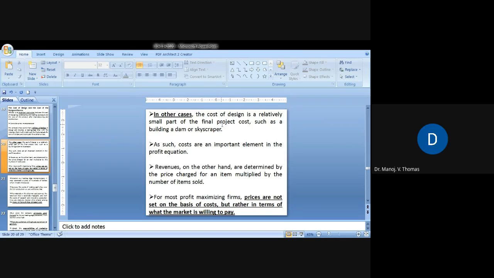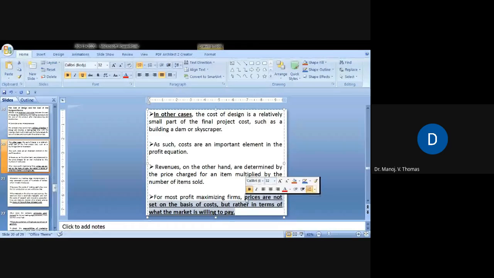As such, costs are an important element in the profit equation. Revenues, on the other hand, are determined by the price charged for an item multiplied by the number of items sold. So how do we calculate the revenue? Revenue is the price charged for an item multiplied by the number of items sold. For most profit maximizing firms, prices are not set on the basis of cost, but rather in terms of what the market is willing to pay. If you look at any of the products available in the market, the prices are not set on the basis of cost. The actual cost may be a fraction of the price. Say, for example, an Apple iPhone.